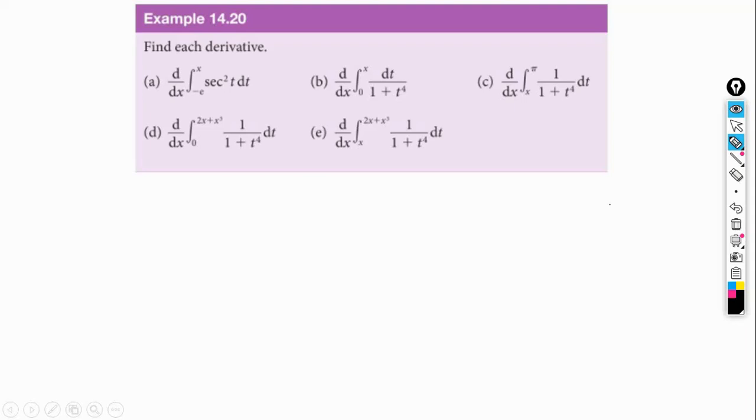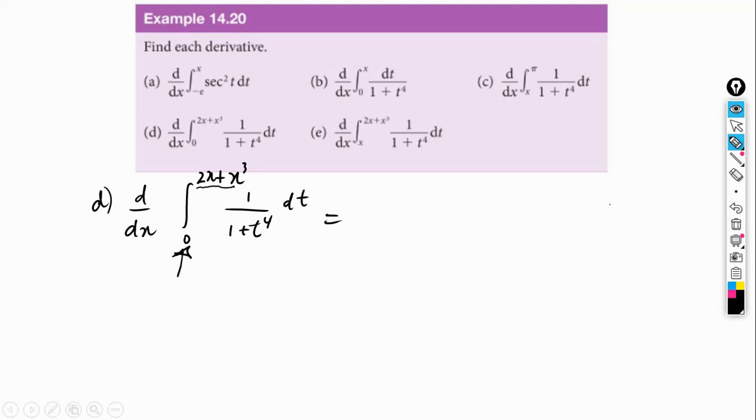So next we have d, which wants us to find the derivative of the integral from 0 to 2x plus x cubed, and the same function inside, which was 1 over 1 plus t to the 4 dt. So notice that in this case we do have a lower limit that is 0, or a constant, but the upper limit is in terms of x, but it's not simply x, so we're going to have to find the derivative of this.